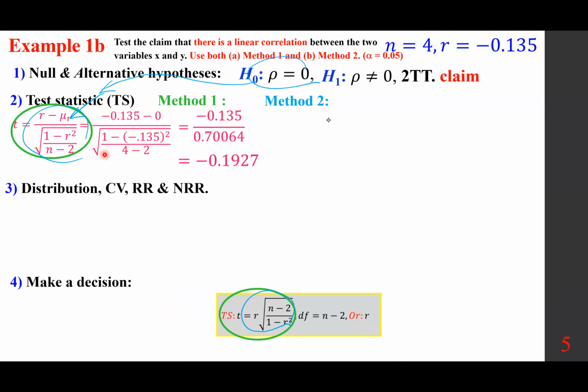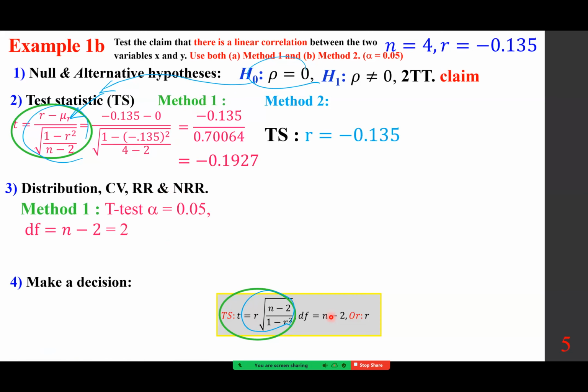For the second method, which uses the Pearson correlation coefficient, just the value of r is your test statistic. Continuing with method 1, you go with the t-test. Alpha is 0.05, degrees of freedom is n minus 2, so 4 minus 2, or 2. Using a table, we get plus or minus 4.303. You can even use a calculator.